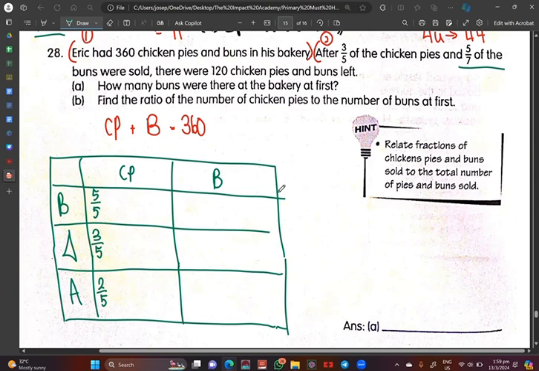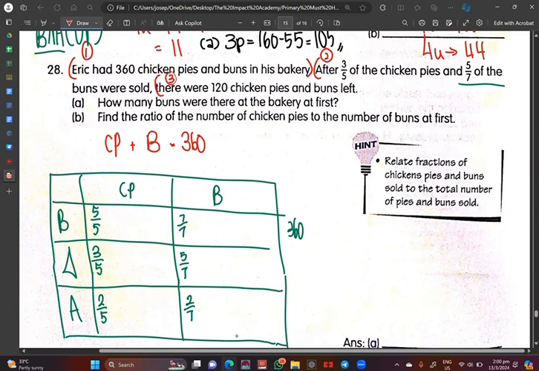And 5/7 of the buns were sold. So 5/7 for buns, 7/7 for before, 2/7 for after. Of course, not forgetting that my total at first is 360. Now, from here itself, we can see, right, they also say in sentence number 3 that there were 120 chicken pies and buns left. So I want to write 120 over here, and we can quickly find out what this is, right? We just have to do simply 360 minus 120, that gives me 240. Okay, so that's the first thing that I want to do, okay?